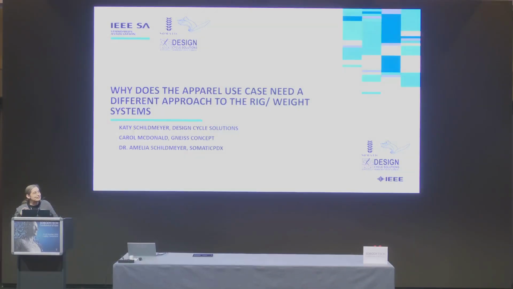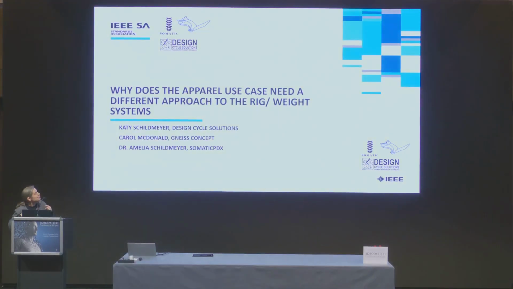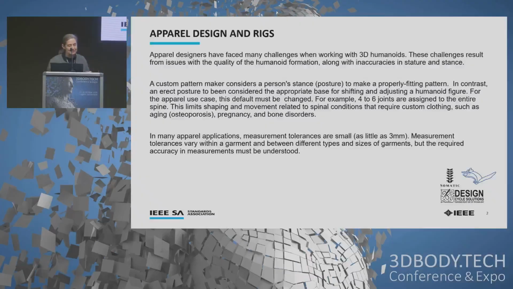Why does the apparel use case need a different approach to the rig and weighting systems? Apparel designers have many challenges when working with 3D humanoids. Just to let you know, humanoid is a model of a human. The challenge is the quality of that humanoid and whether it's actually able to be utilized in the use case in which you want.